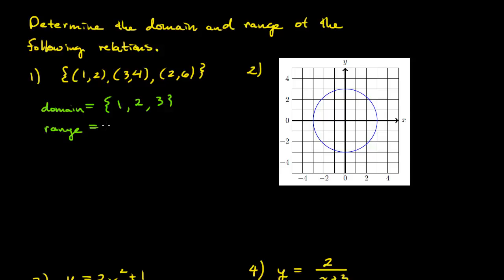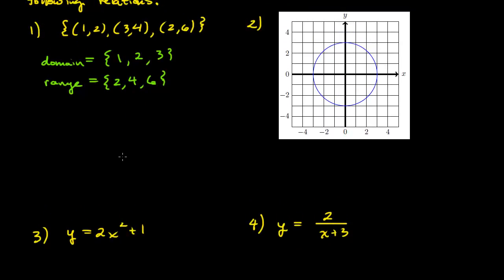The range is just the set of y values, or the set of outputs of this relation. So we have 2, 4, and 6. So we'll write that the range is equal to the set of elements 2, 4, and 6.